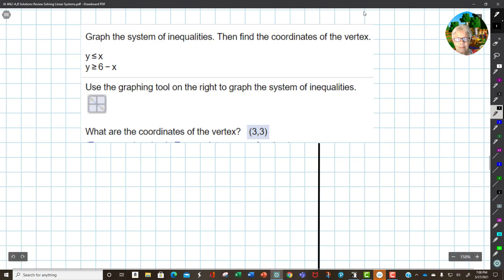Step one is to rewrite each of these inequalities as a straight line. Here's how you do that. You change the inequality sign to an equal sign, and it becomes a straight line. Okay, and y equals 6 minus x.